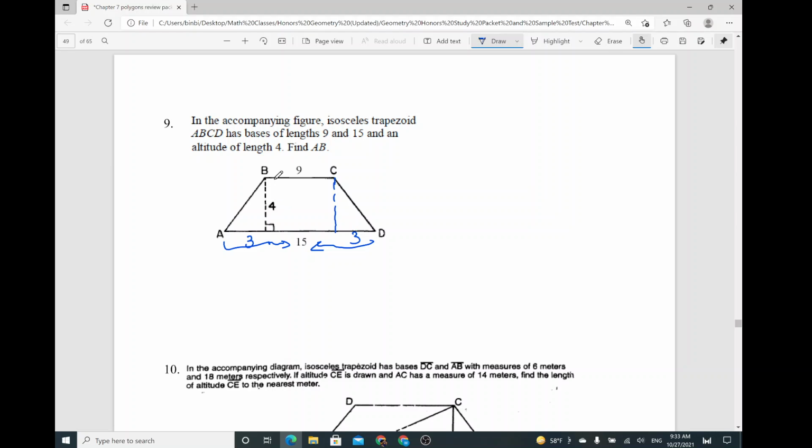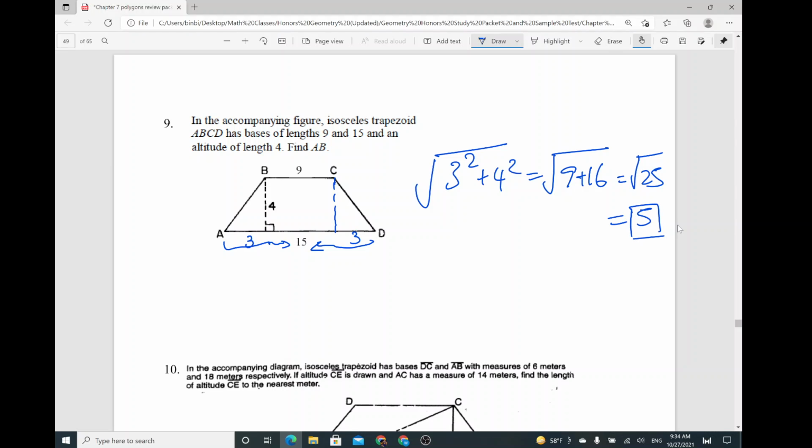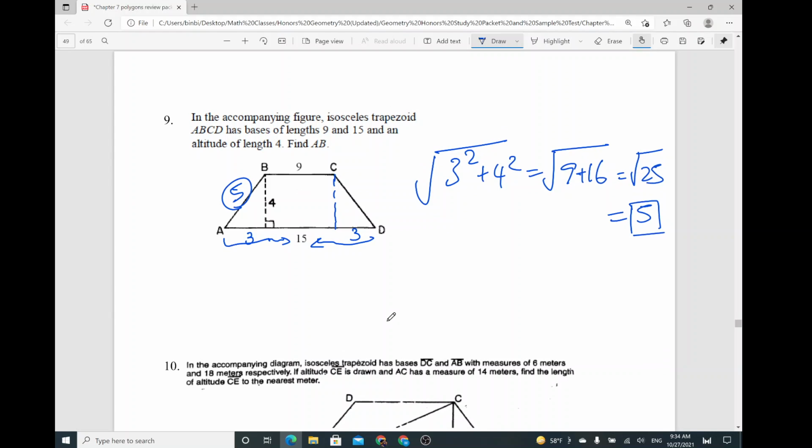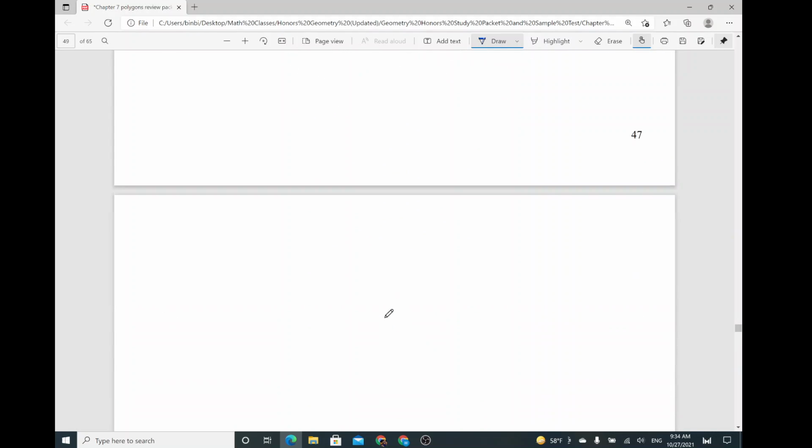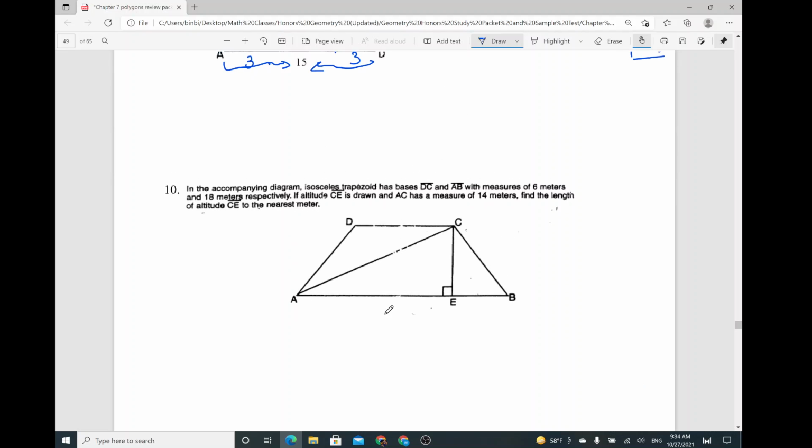So we got 3 and 4. In order to find the measure of AB, we're using the Pythagorean theorem, or the Pythagorean triple. So 3 squared plus 4 squared, and take the square root of this whole quantity. So we got the square root of 9 plus 16, which is the square root of 25, which is 5. And then the other one is quite similar to what we're doing. You guys can figure out that one: using the information, label it, and then find the missing segments.